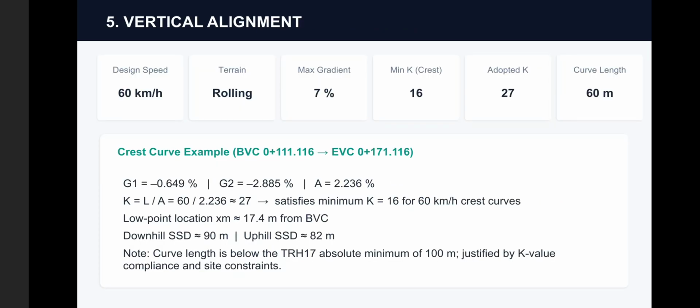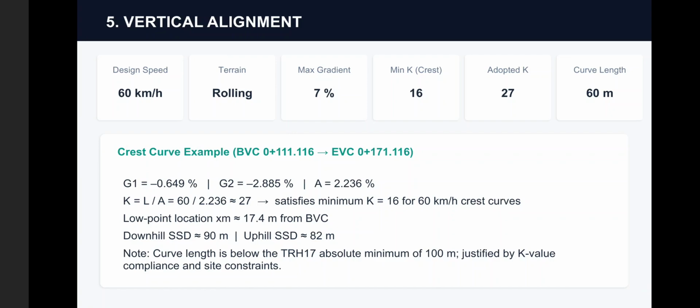For vertical alignment, we have a rolling terrain with a maximum gradient of 7% and a minimum K value of 16. However, our calculated K value came out to 27, and we have a curve length of 60 meters from our drawings. From the drawings as well, the beginning of curve and the end of the curve changes are provided, and we calculated the low point location at 17.4 meters from the beginning of the curve.